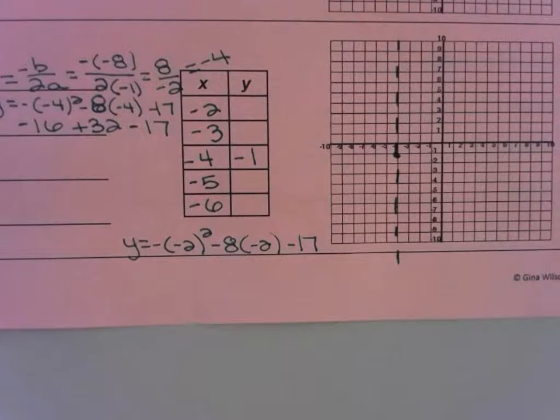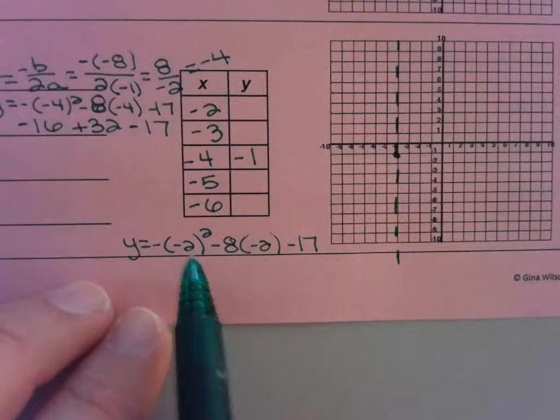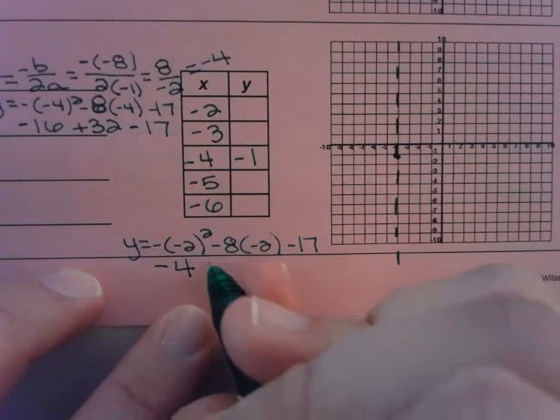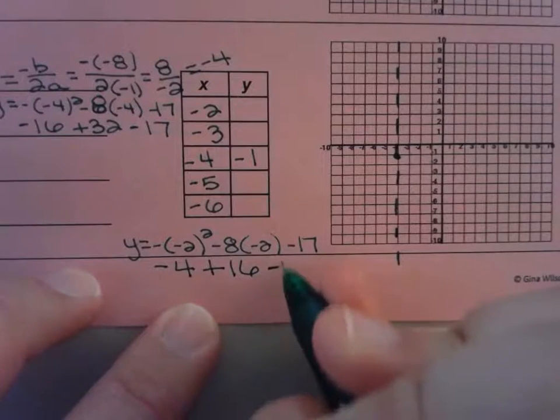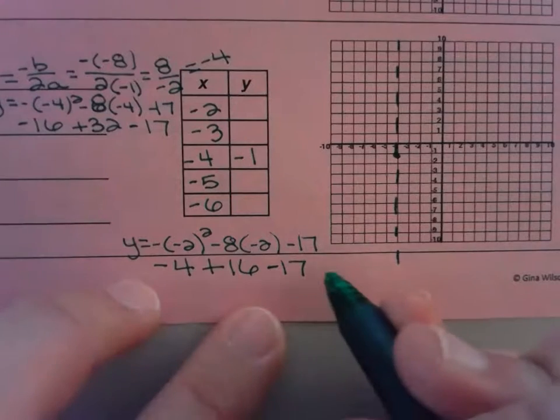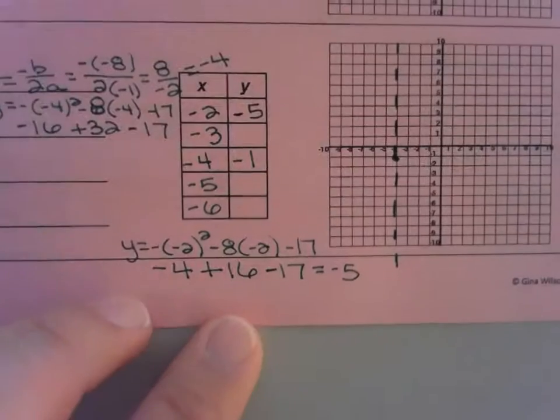Plus 2 more. We're just adding to it. If I plug in negative 2, negative 2 squared is 4, but I have that negative in front, so that becomes negative 4. Negative 8 times negative 2 is positive 16, minus 17. Negative 4 plus 16 is 12, 12 minus 17 is negative 5. So when x is negative 2, y is negative 5.